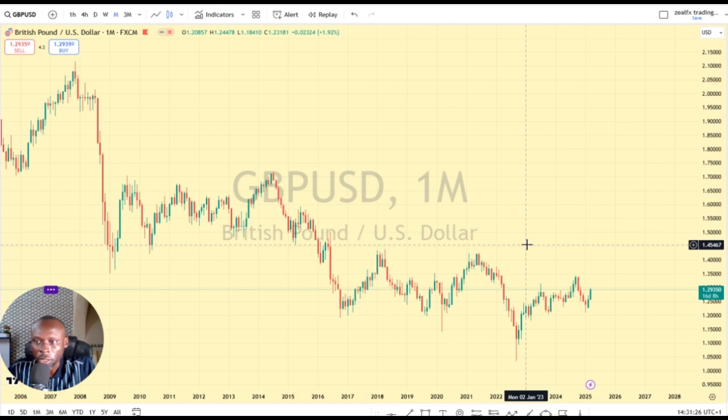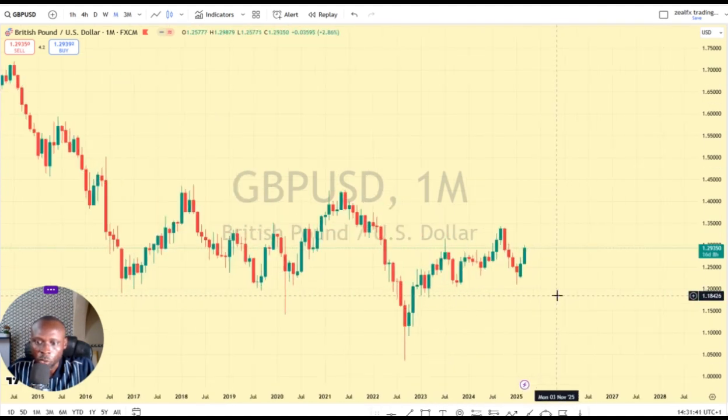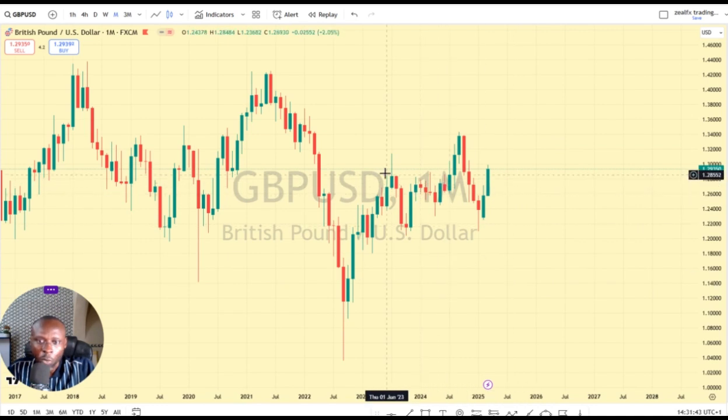British pounds USD on my monthly chart still has a downtrend structure. So long as price on the monthly chart has a downtrend structure, we expect some price momentum for the downtrend on the British pounds USD. Currently, price is on a significant zone on the monthly chart.